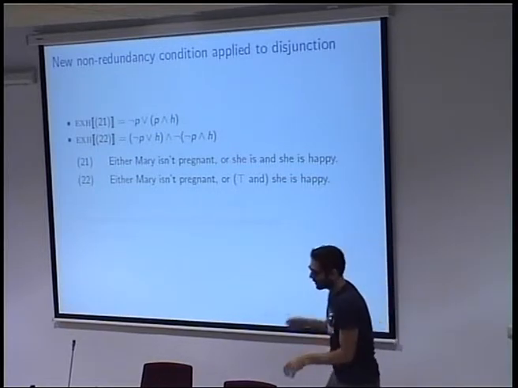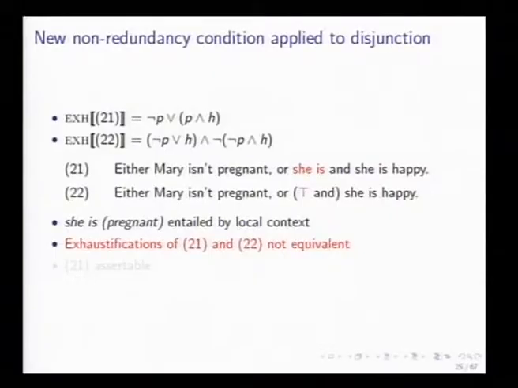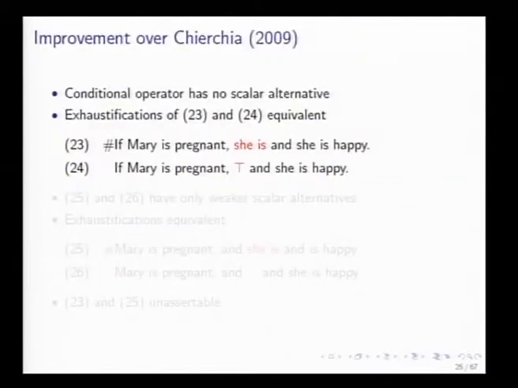So in other words, they are different. While she's pregnant is entailed by its local context, the exhaustifications of 21 and 22 are not equivalent, so given our condition, we predict 21 to be assertable, as we want. Okay, so this was the first version.